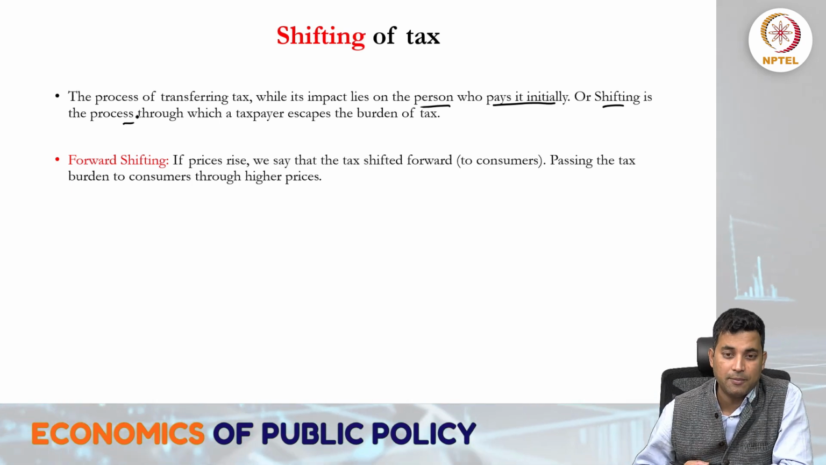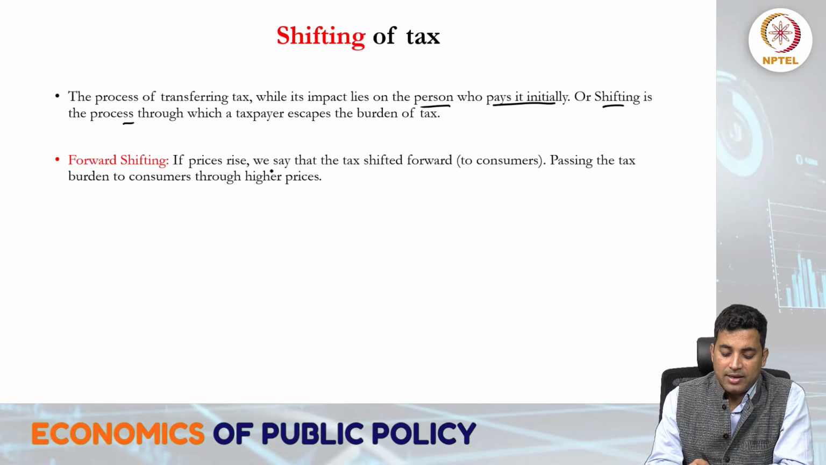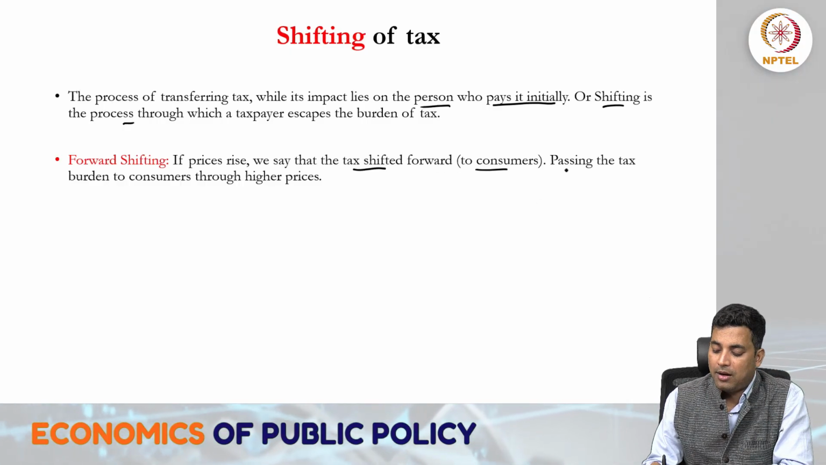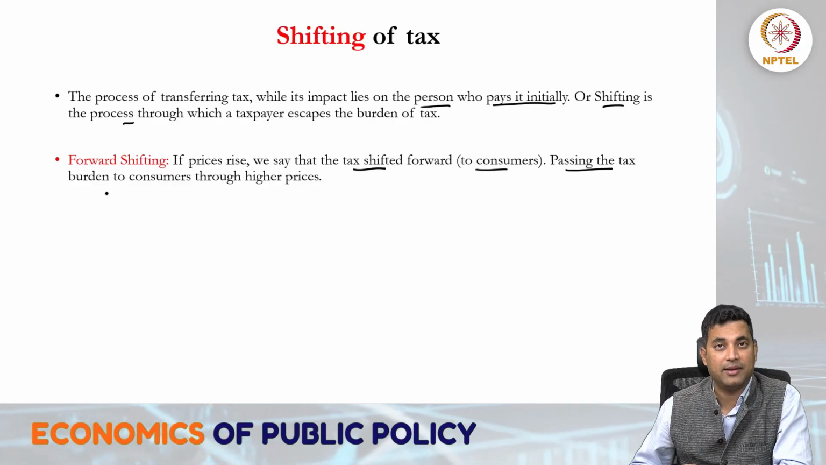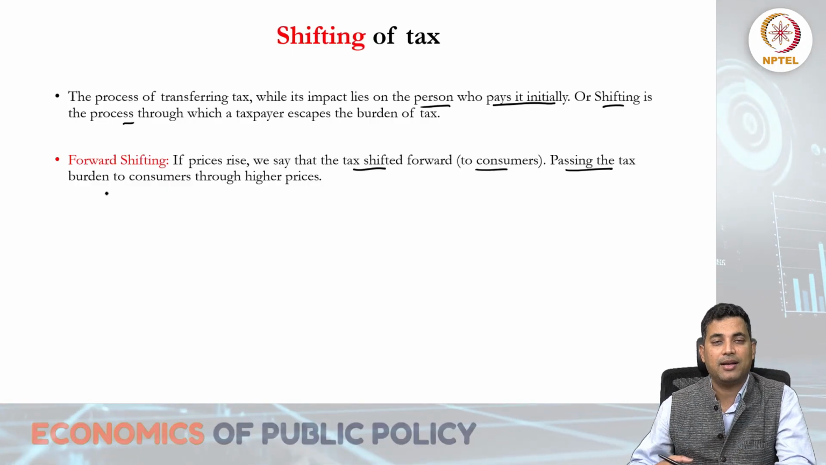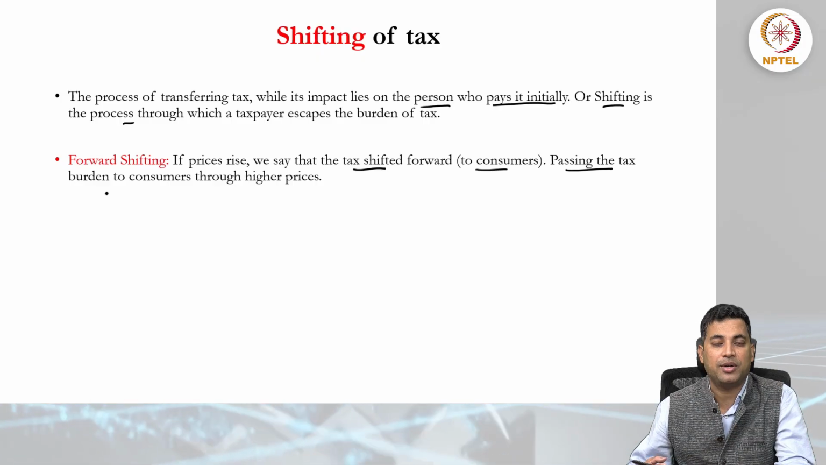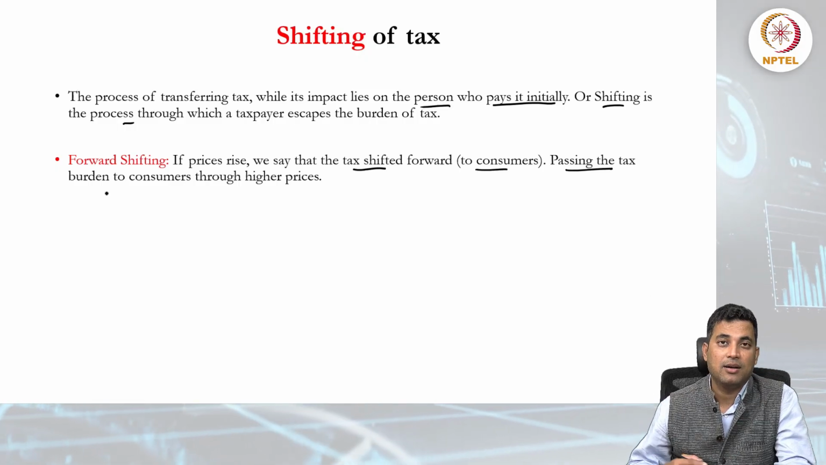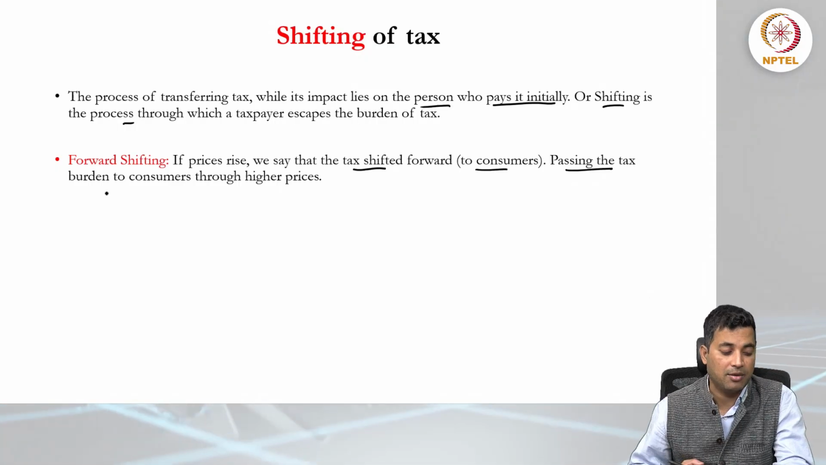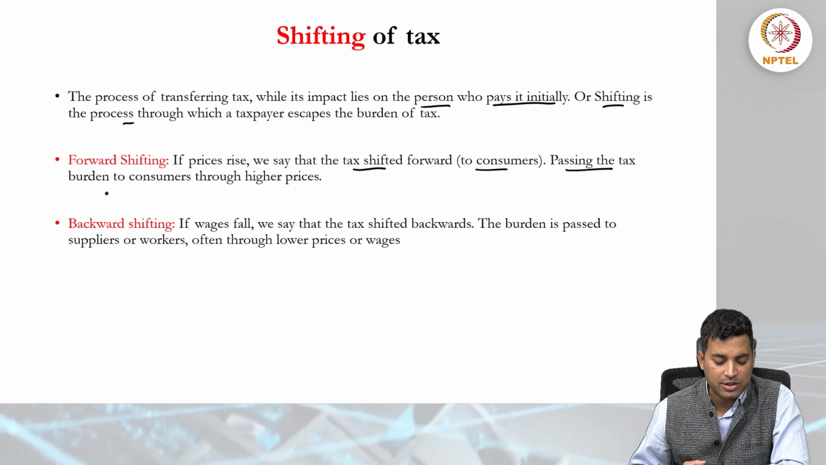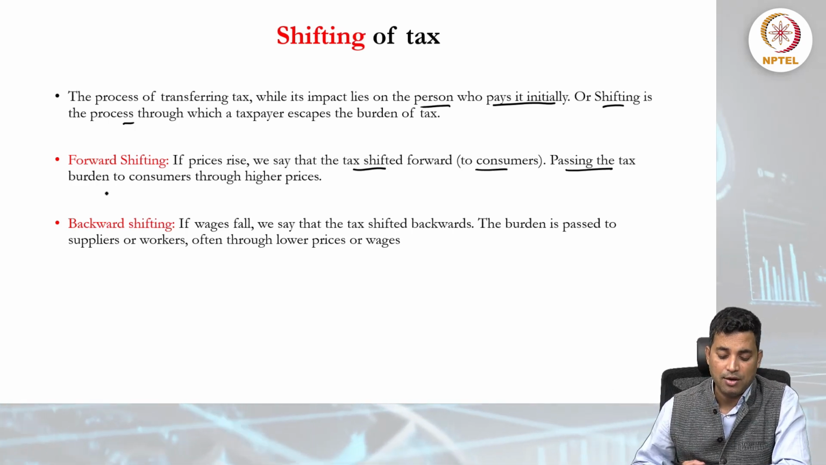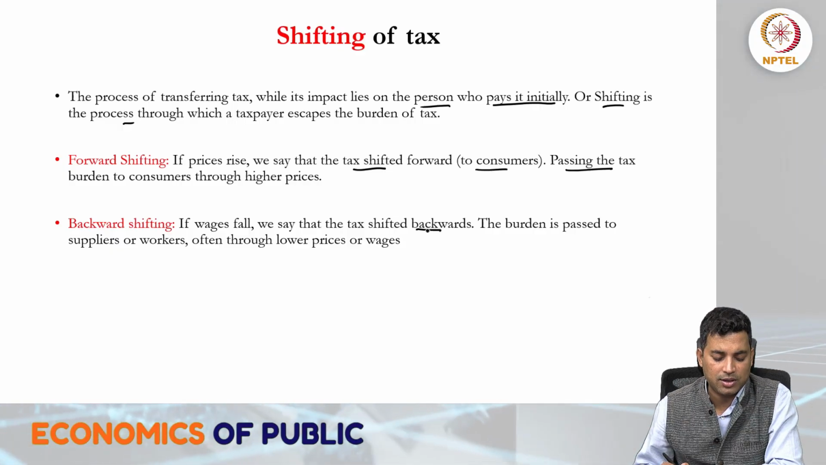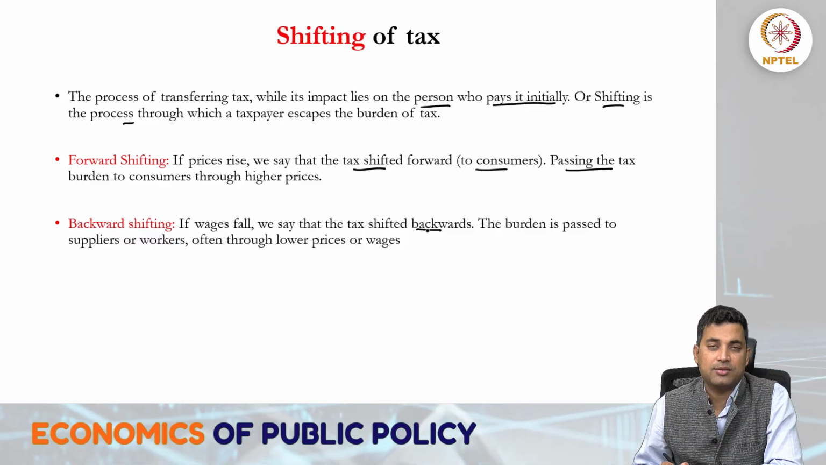So one is forward shifting. If the prices rise, we say that the tax is shifted forward to the consumer, passing the tax burden to the consumer through higher prices. Simply, the producer will increase the price of the commodities, and that's how producers will recover the taxes that they have given as a check to the government. The other one is backward shifting. If, for example, wages fall, we say that the tax is shifted backward. The burden is passed on to the suppliers or the workers, often through lower prices or wages.